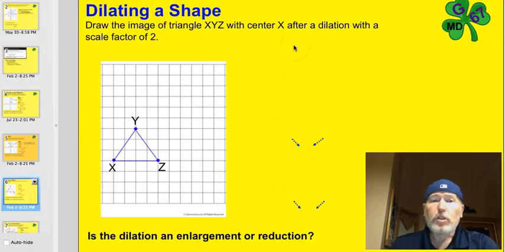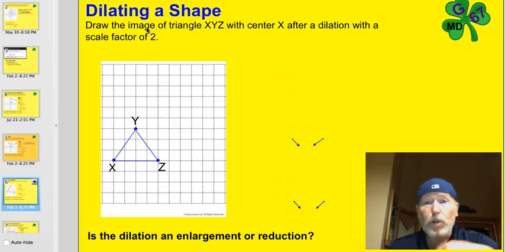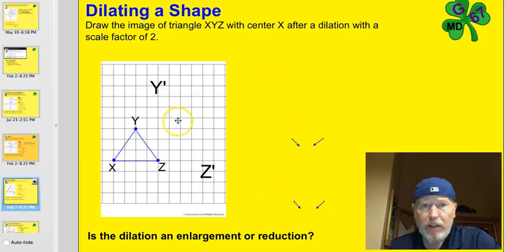All right. So now we're going to dilate a shape. So here I've taken it off the coordinate grid, and I just threw it on a piece of graph paper. So now we have to draw the image of triangle XYZ. So we're going to draw an image. It means we're going to draw a dilation of this, and we're going to use center of X, and we're going to use a scale factor of 2. So if this is going to stay fixed, you know that it's going to be stretched out kind of like that first one, and that first square we did in this shape, right? So we know Y prime and Z prime are going to be out there someplace, but how do we do it when we don't have any coordinates, we haven't got the numbers on the graph?